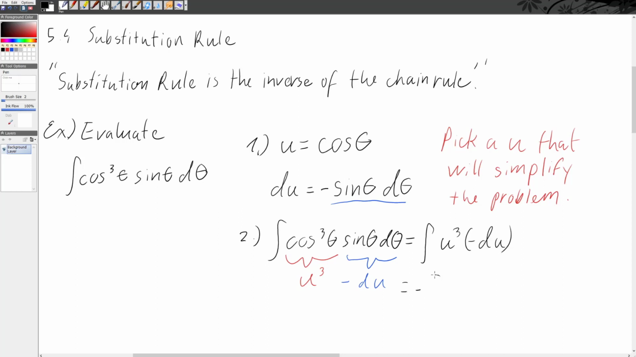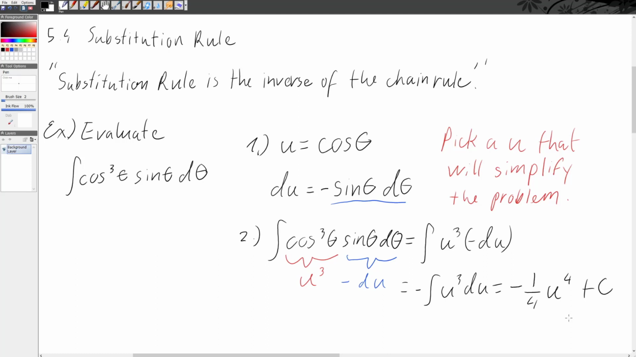I'll put a negative on the outside. And then u to the third, well, that is just going to be the power rule. That is just going to be a polynomial. So we add 1 to the exponent and bring it down. And that's how we integrate.